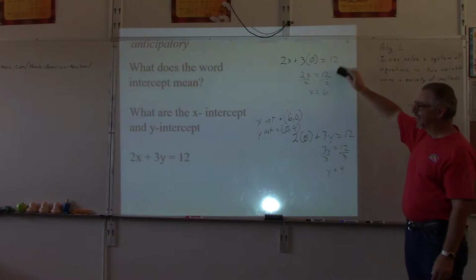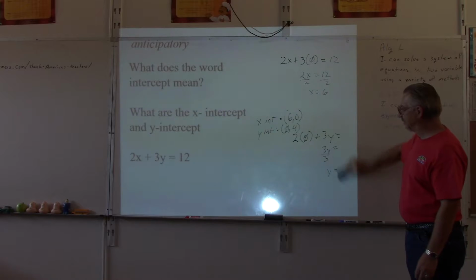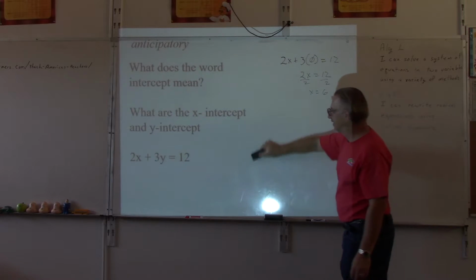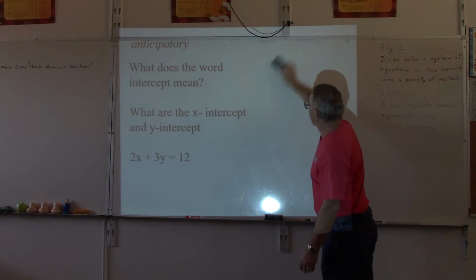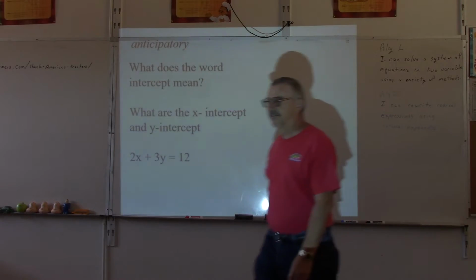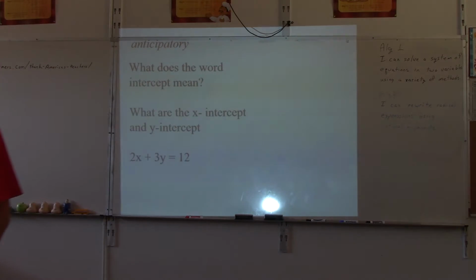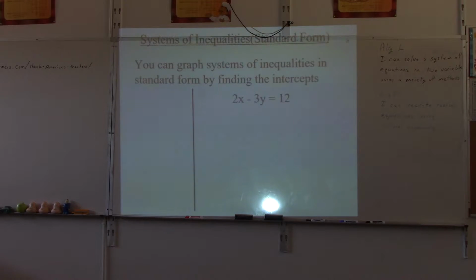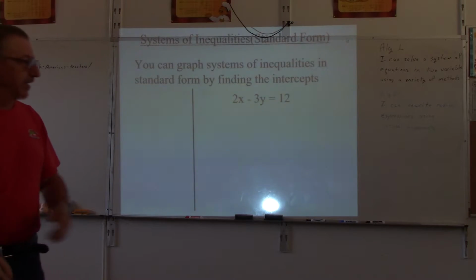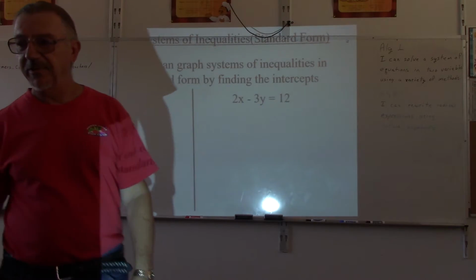Okay, so to find the x and y intercept, all you have to do is replace the other variable with 0. So I could do the same thing with this. This is a different equation, even though it looks the same. It is different because it's minus 3y instead of plus 3y.